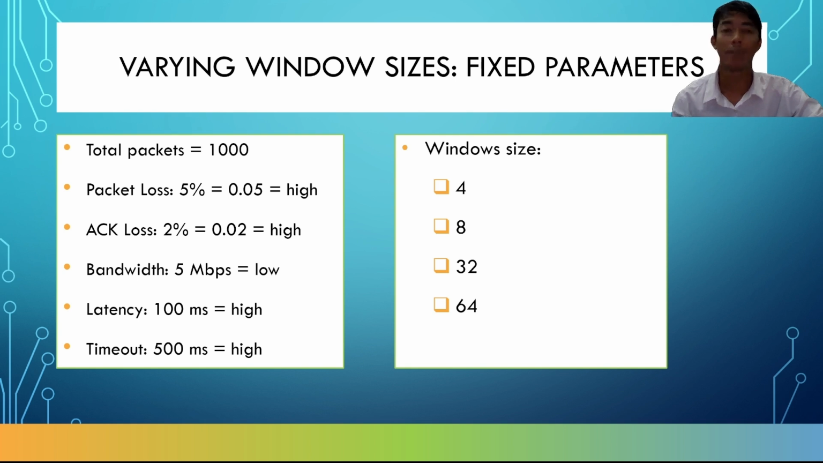So these are the fixed parameters. The total packets I use is 1000 packets. The packet loss is 5%, ACK loss is 2%, and the bandwidth is 5 megabits per second. Latency 100 milliseconds, timeout 500 milliseconds, and the window sizes I use are 4, 8, 32, and 54.